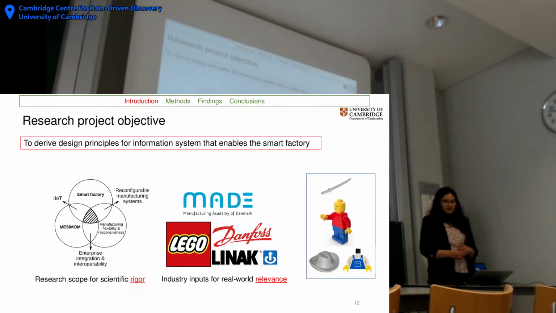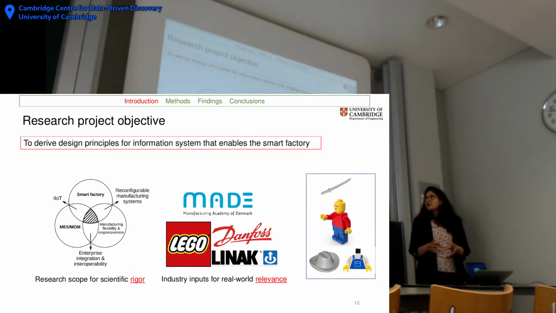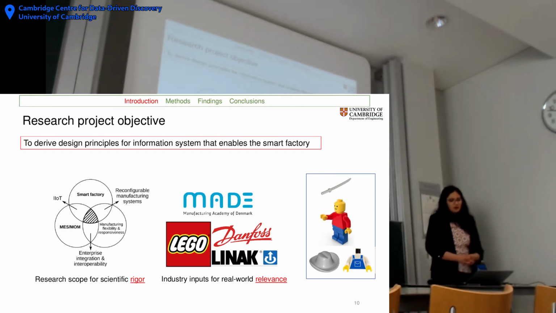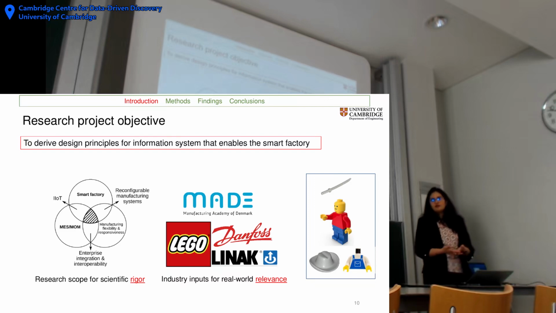So our project has a very focused objective, which is to derive some design principles for an information system to enable a smart factory. As I initially explained, a smart factory is meant to handle supply chain disruptions, and it should make the factory flexible. So let's look into how companies want flexibility and why they want flexibility.